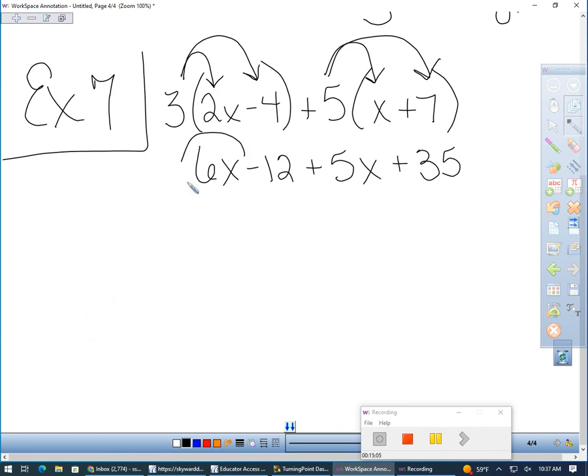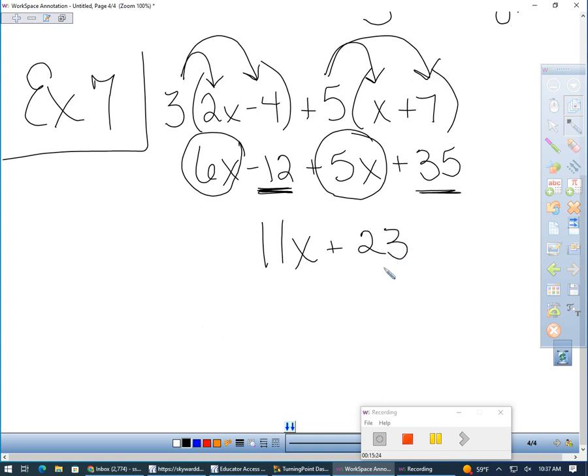So I have this 6x right here, and I have a positive 5x. Good. So I have a negative 12 and a 35. What can I do with those? And if I add them together, I should get plus 23. Is that right?